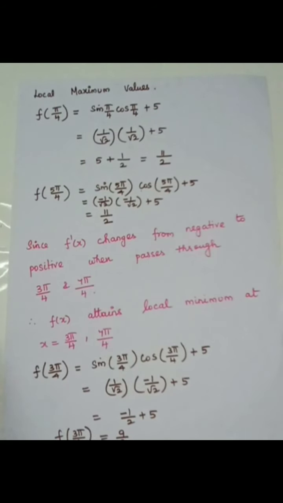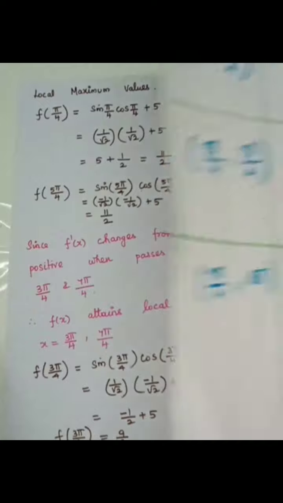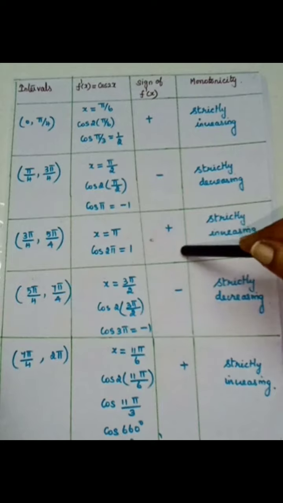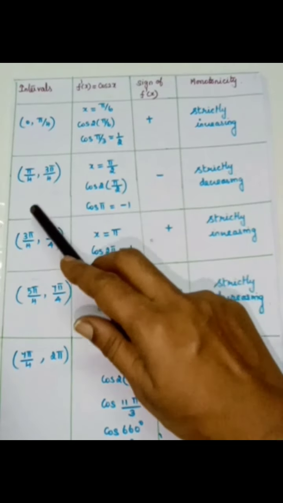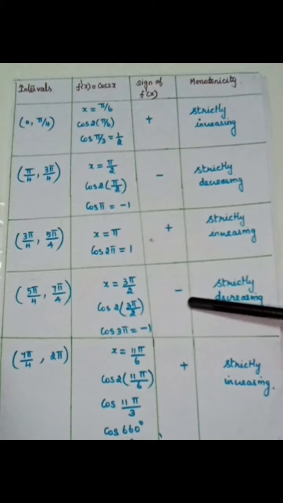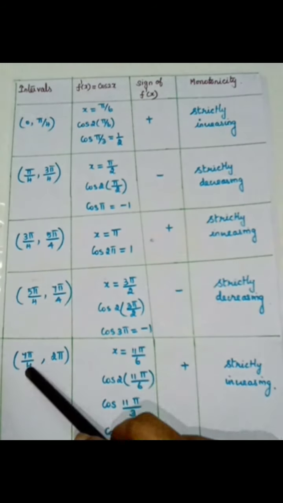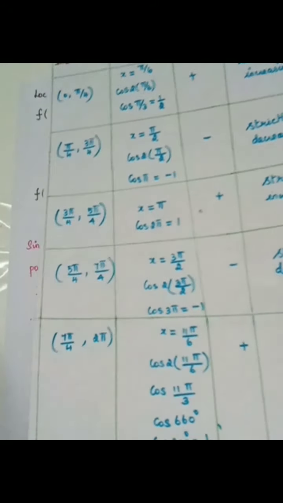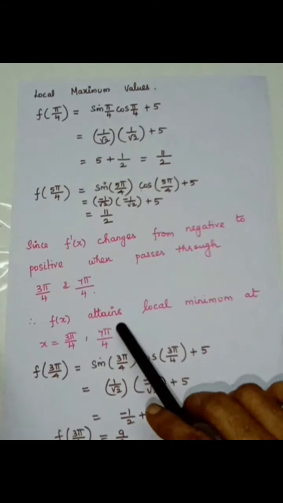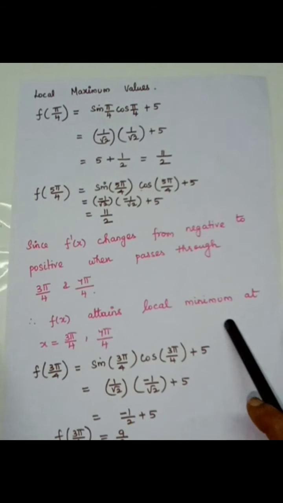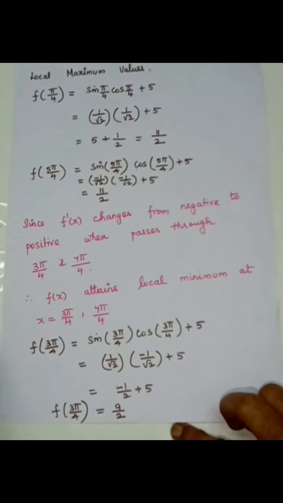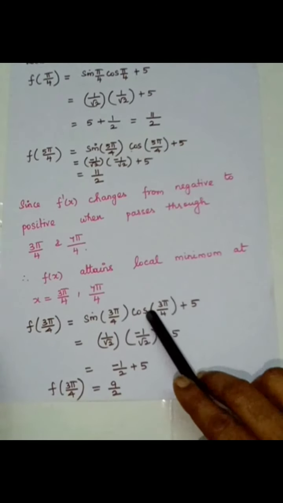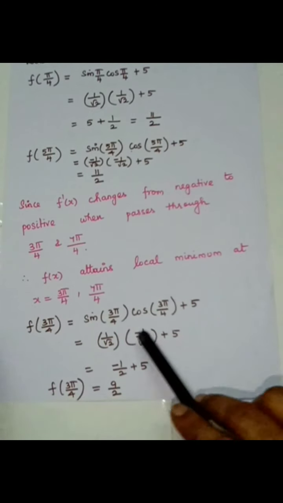And you see that from the tabular column, now your f dash of x changes from negative to positive. You see that negative to positive when it passes through 3 pi by 4. And see the next one, negative to positive when x passes through 7 pi by 4. So at 3 pi by 4 and 7 pi by 4, your f of x attains local minimum. So we have to find the minimum value. So f of 3 pi by 4. So it is sin 3 pi by 4 cos 3 pi by 4 plus 5.